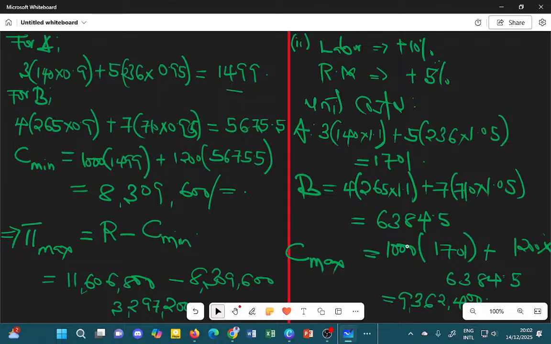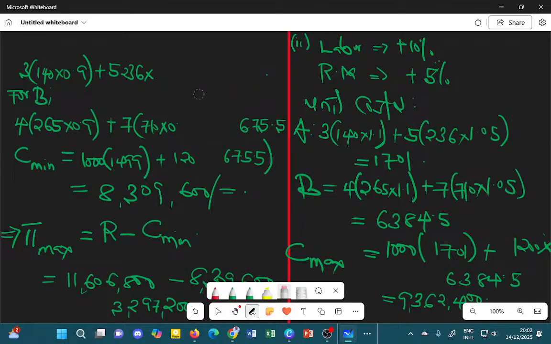And so for the expected minimum profit, the profit here we refer to as minimum because the gap between costs and revenue is narrowed. That's why we call it minimum.